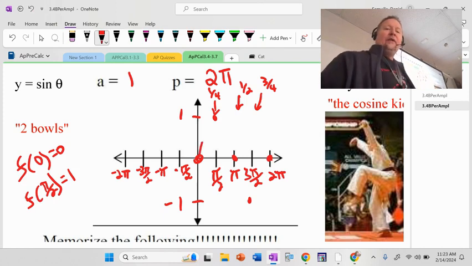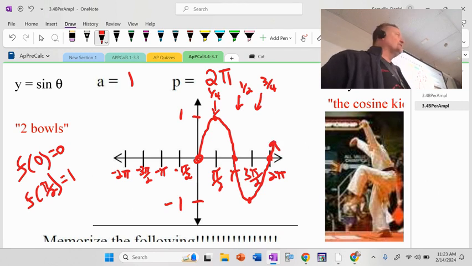So the way you need to think about sine is it's 2 bowls. And that's why I put that over in the comments over there. 2 bowls.